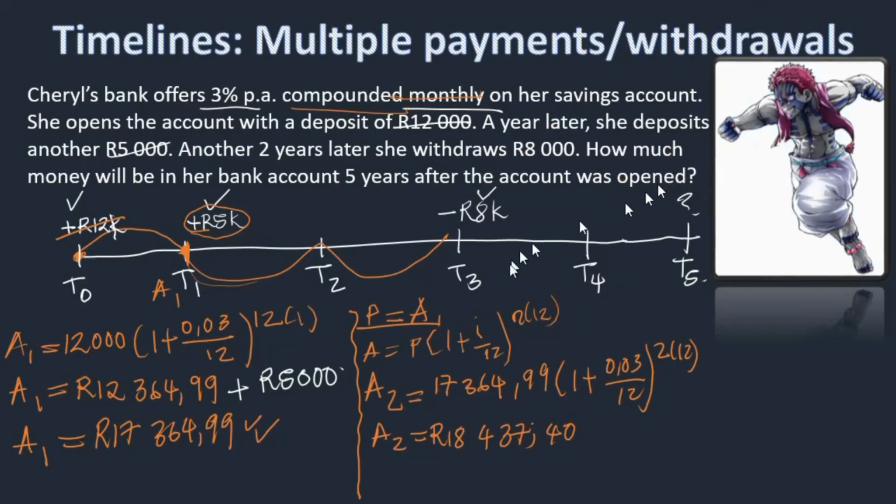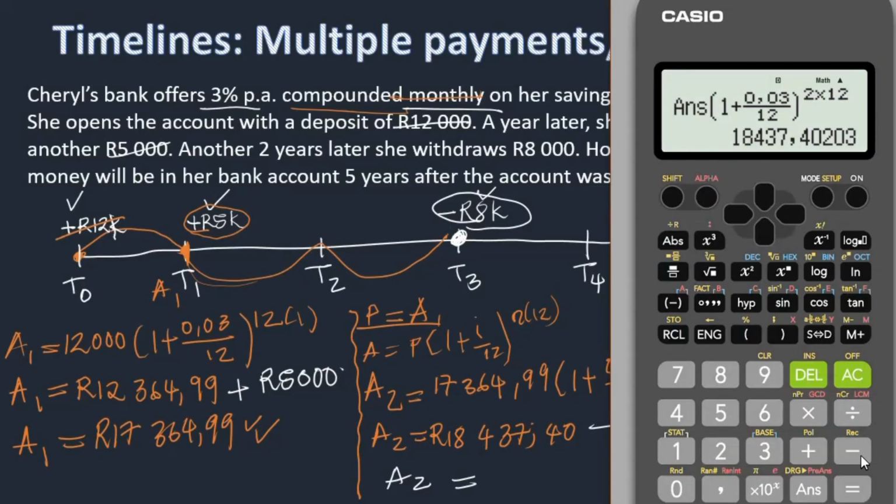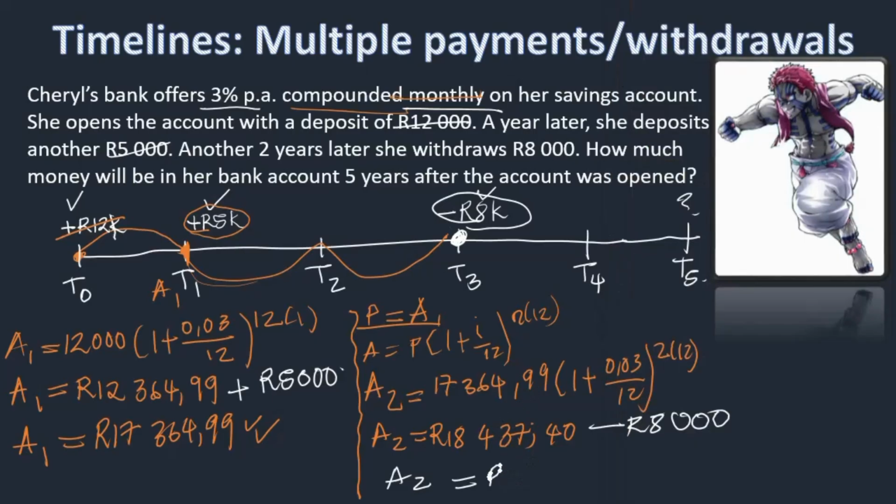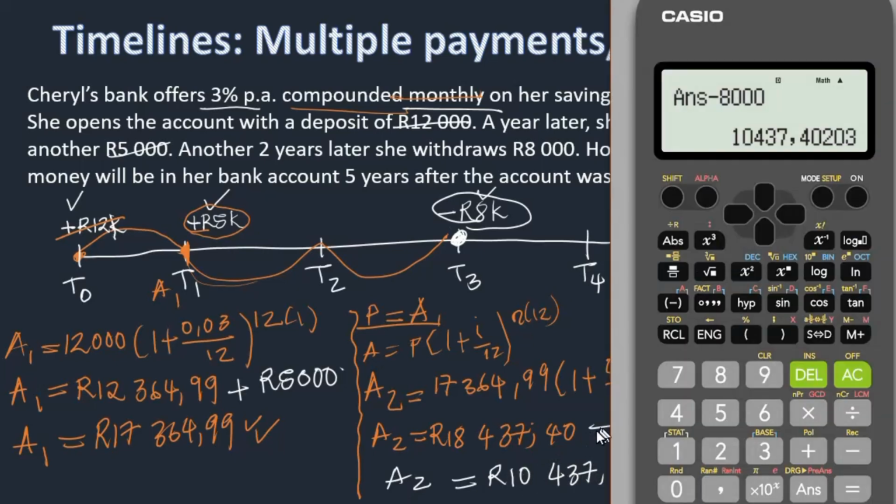And then what else happens in that situation? What else happens is that there's a withdrawal. There's a withdrawal of 8,000. That's why we calculated up until this transaction. So here I'm removing 8,000, which means my A2 is equal to, pull out a calculator again. Whatever money I have here, I'm removing 8,000, equals to, what am I left with? 10,437.40.